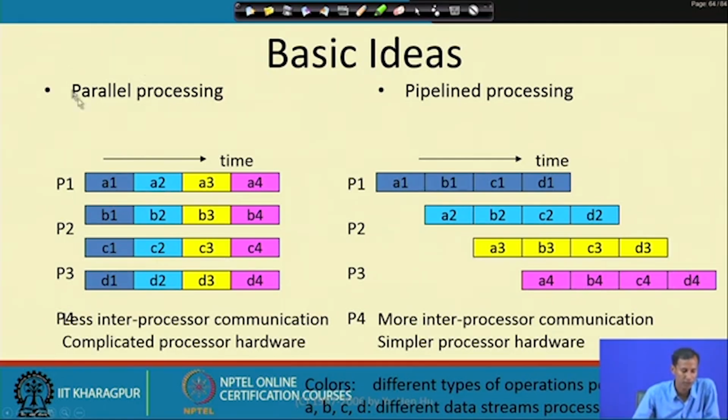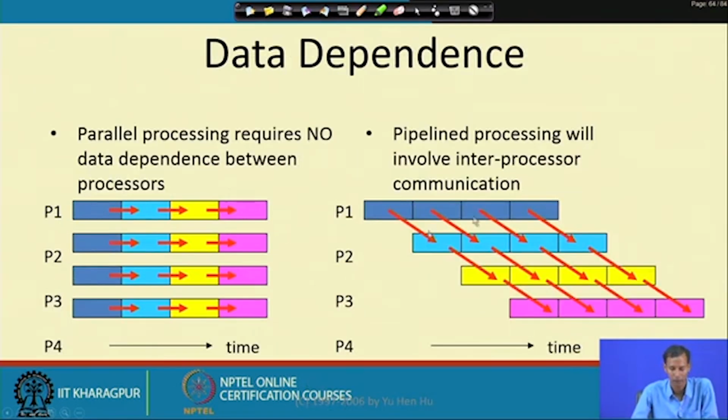But in parallel processing, what happens is that for P1 it will be processed, for P2 it will be processed, for P3 again this will be processed, that means all the processing is running in parallel. So, this is the basic idea of parallel processing and pipelining. This is the data dependency, or the data flow, of this particular circuit.